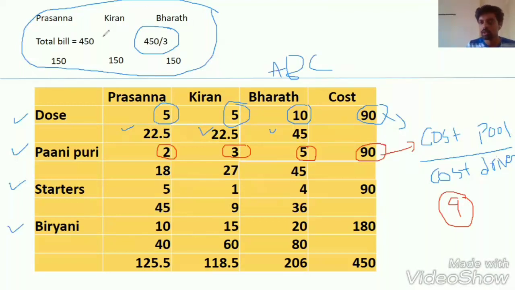Under a traditional costing approach, the costing was simple. The total bill divided by number of persons, correct? But in ABC costing, we will get the accurate cost of the product because the cost is bifurcated based on the number of activities. But earlier, we used to ignore that consumption. So earlier, this was under traditional approach. This 150, 150, 150, this costing was under a traditional approach. But this 125.5, 118.5, 206, this is under ABC approach, activity based costing. So according to ABC, the cost will be found out based on the number of activities.